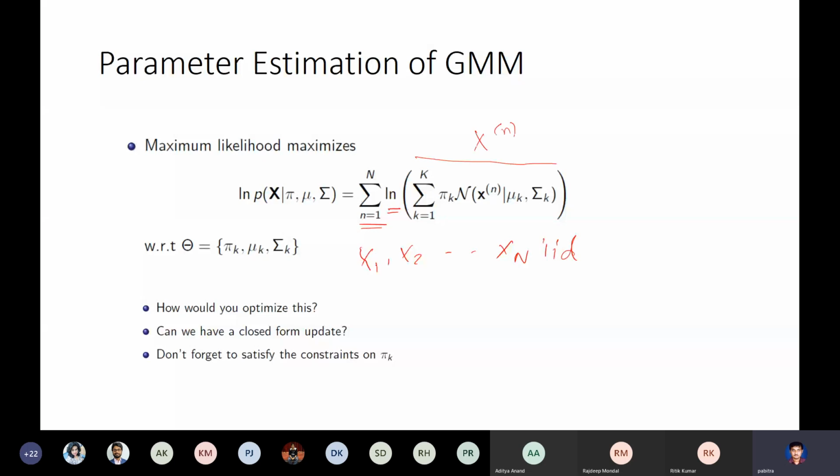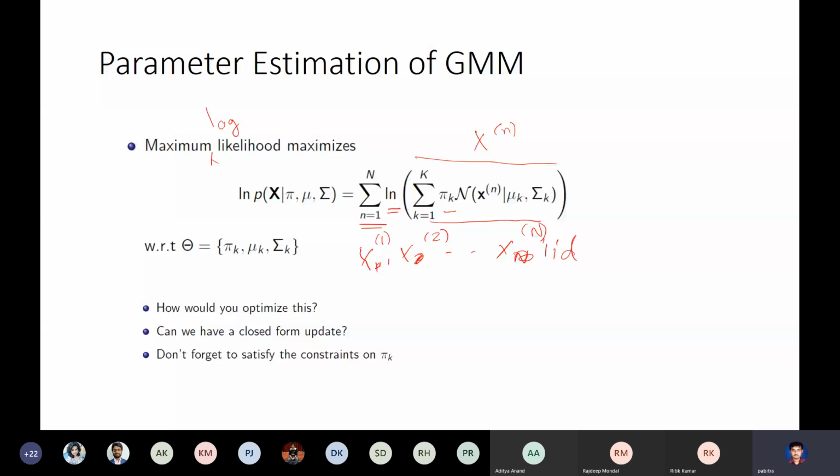So let me write this as x1, x2, and xn. This is the log likelihood for a single xn, which is nothing but the summation over k = 1 to K, the definition of the mixture model, pi_1 N(xn | mu_1, sigma_1), added up for all k. Okay, this is our log likelihood. This is actually the maximum log likelihood, which is same as the log likelihood.